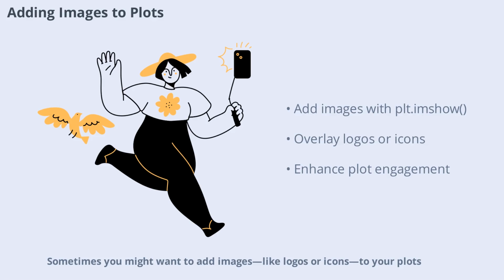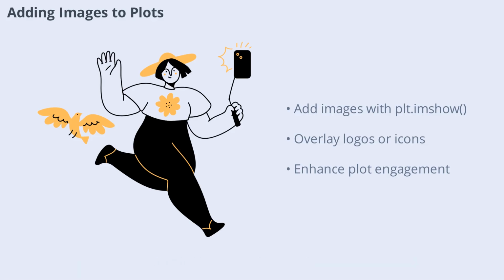Sometimes you might want to add images like logos or icons to your plots. Matplotlib supports this with plt.imshow for displaying images or by overlaying images on your charts. This feature is useful for branding, highlighting specific data points, or creating more engaging presentations.